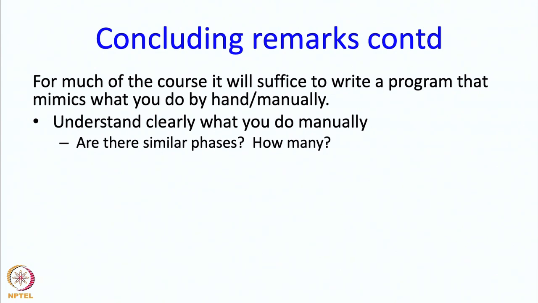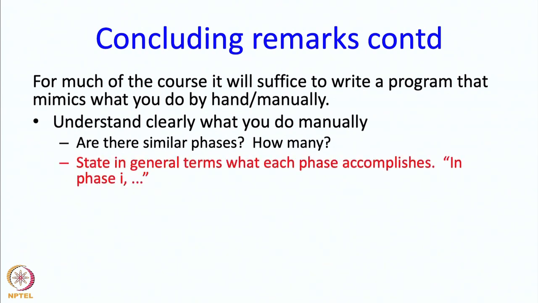So for example, you may ask, when I am solving this problem, I am doing these phases which look very similar. And so you might ask, how many phases? Because that's going to tell you that, oh, I should use a repeat loop and it should have so many iterations. You should also state in general terms what each phase accomplishes. In terms of the phase number, you should say something like, in phase i I am going to take the term calculated in phase i minus 1 and whatever. Okay? So it had better be general, because generality is what helps you write programs.